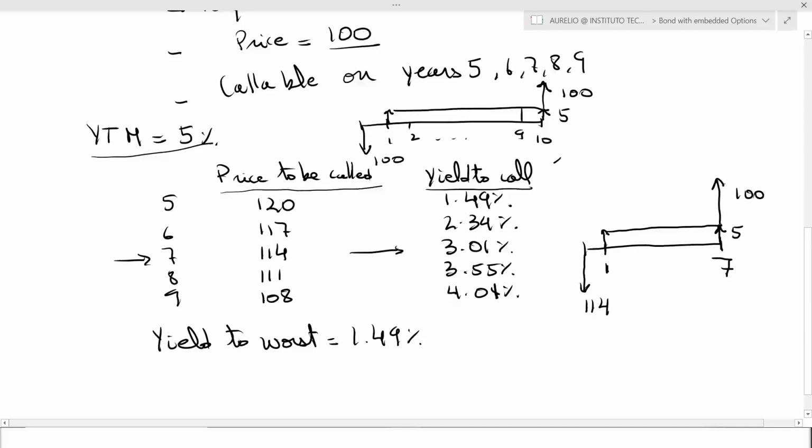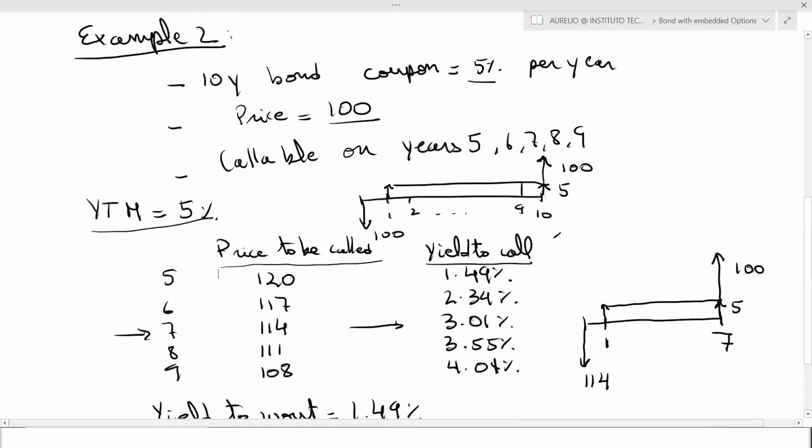So the main question is, why would a firm want to issue a bond with this feature? The reason is as follows. When the company issued these bonds, they were paying a 5% coupon. Now, as time goes by, the company is expected to do much better than what it did before. Doing much better, what does it mean? It means that their financing rates are going to go down. Right now, they're paying the market a 5% rate.